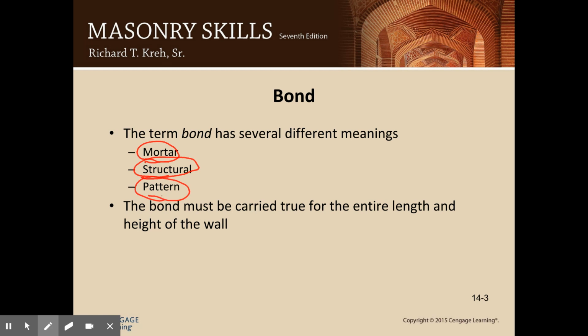Regardless of the type of bond, it must be carried out for the entire length and height of the wall. So you don't want to change the type of mortar that you're using, you don't want to change the type of reinforcement that you're using, and you don't want to change the type of pattern that you're using unless it's specified by an architect or an engineer.